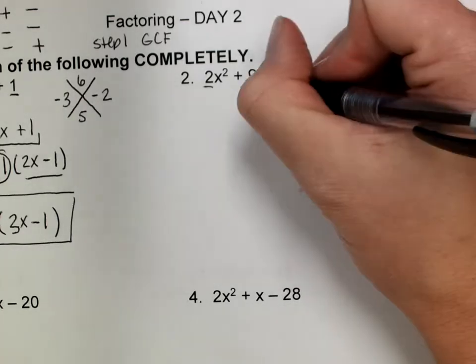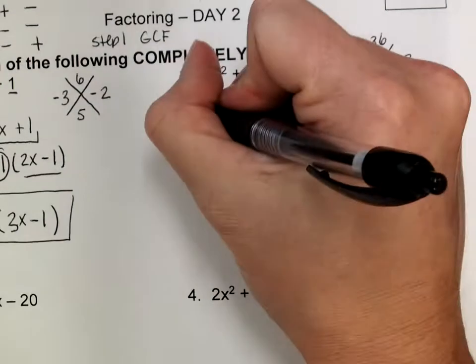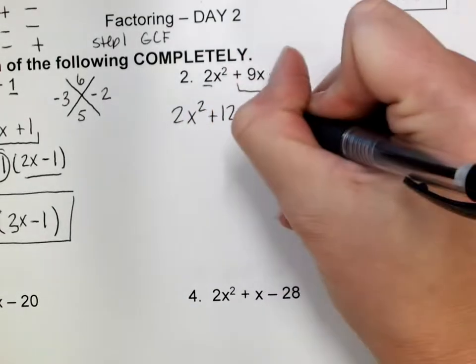I can squeeze those factors in between what I already have. So I'm going to replace that 9x with a plus 12x and a minus 3x.